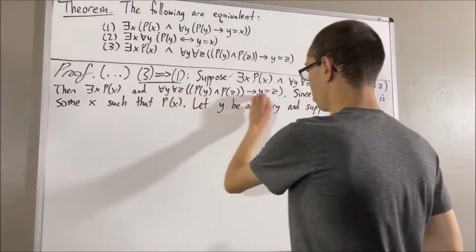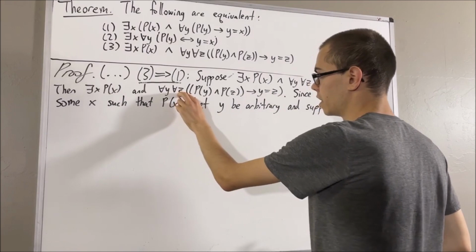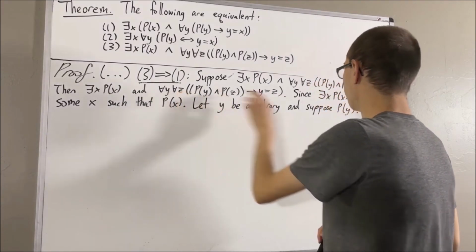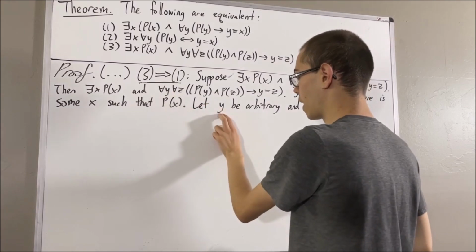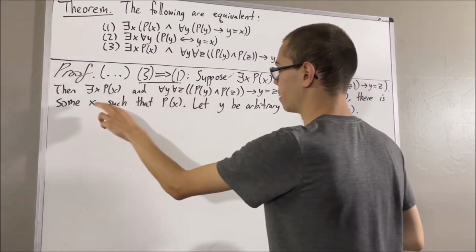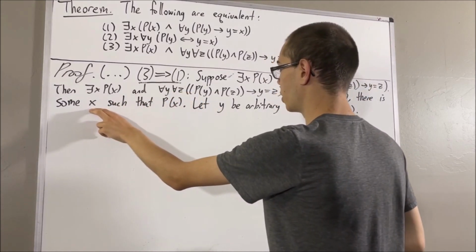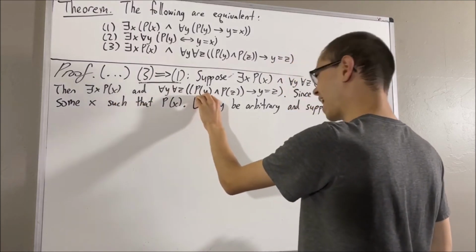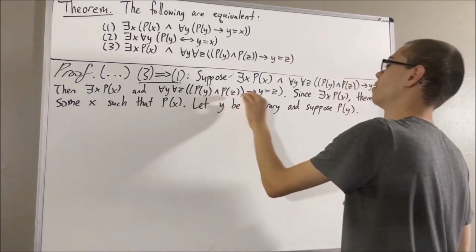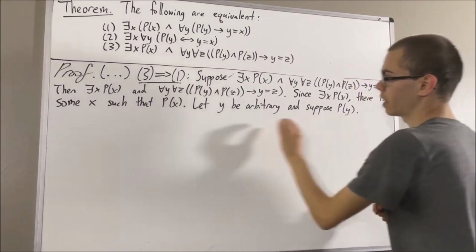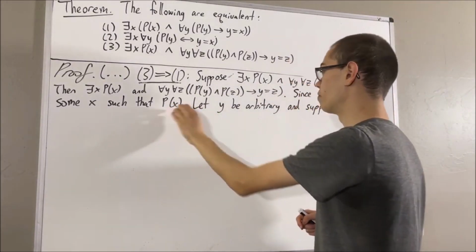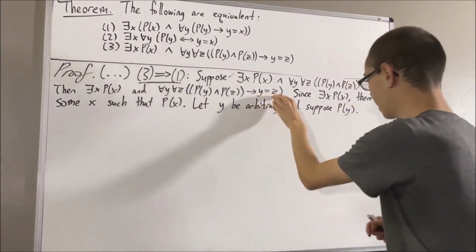Since this is true for every two objects, it must be true for y and x. So if we take y to be the y we have here, and we take z to be the x we have here, well then we have if p of y and p of x, then y is equal to x. Well, we know that p of y and p of x are both true, so we must have that y is equal to x.